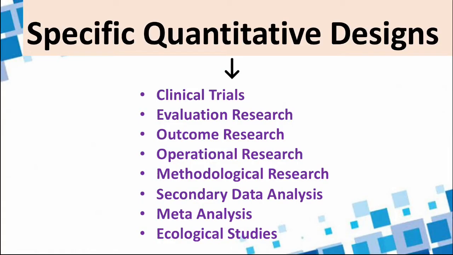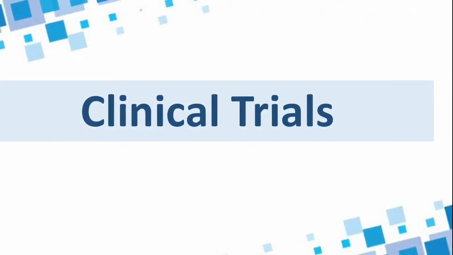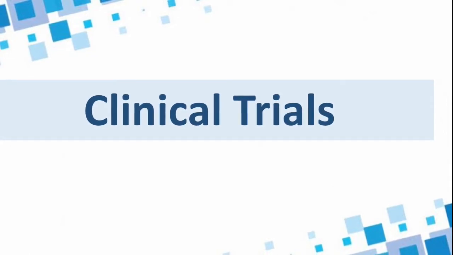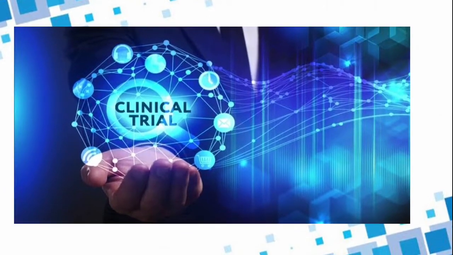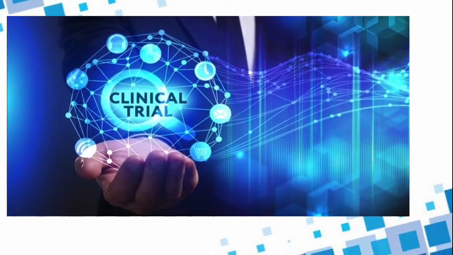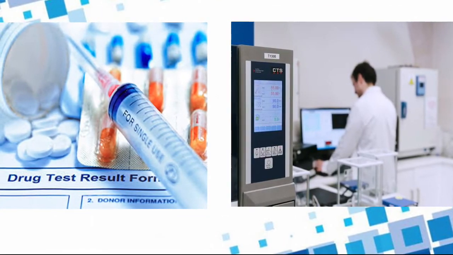Okay, the different categories in this design are clinical trials, evaluation research, outcome research, operational research, methodological studies, secondary data analysis and meta-analysis, and ecological studies. First we will see clinical trials. Clinical means in the field of medicine. A clinical trial is a type of systematic investigation which we use in the field of medicine to do research on the safety and efficacy of new drugs and medical devices in human subjects, right?